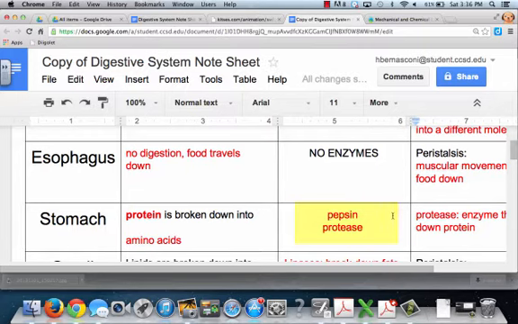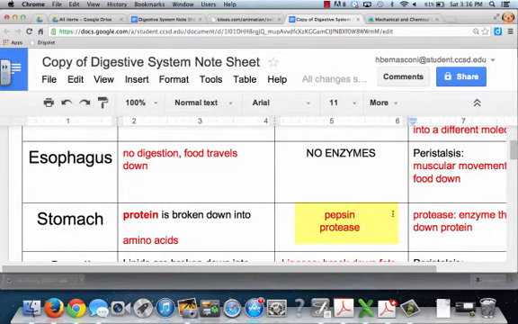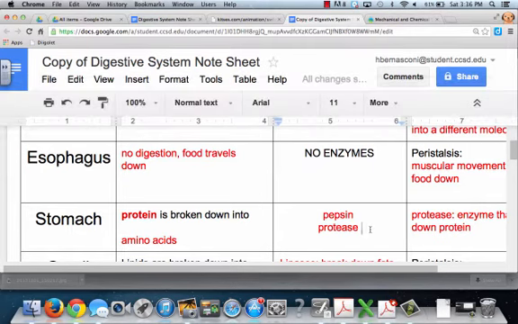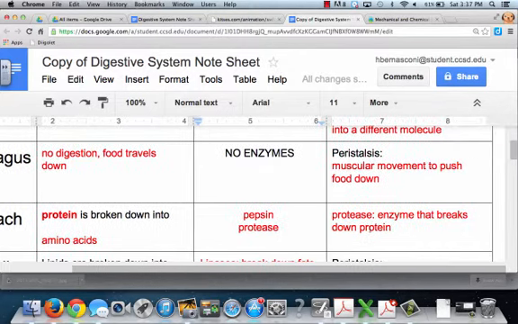Pepsin is the enzyme used. Now here's a new vocab word for you, protease. We're going to learn that anything that ends in an -ase is considered an enzyme. And protease, that prefix pro sounds like protein, and the prefix tells you what it's going to break down. Proteases break down protein. So that's what I'm going to have you write down in your notes. The protease is the enzyme that breaks down protein.